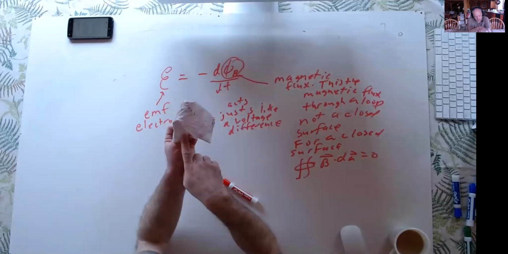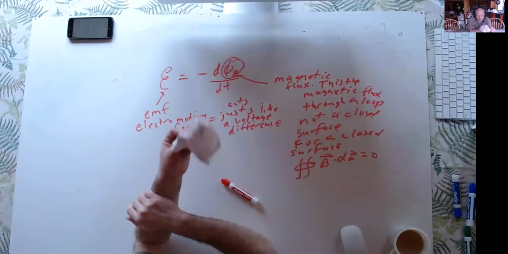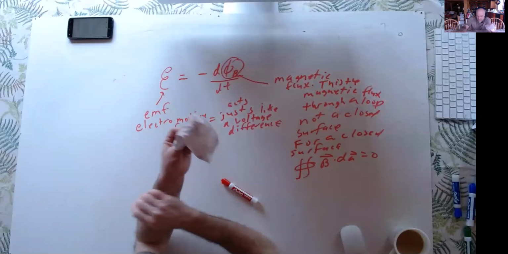That'll be a negative flux. On the other part, the B lines are coming out of it. So that'll be a positive flux. And those contributions cancel, giving 0.